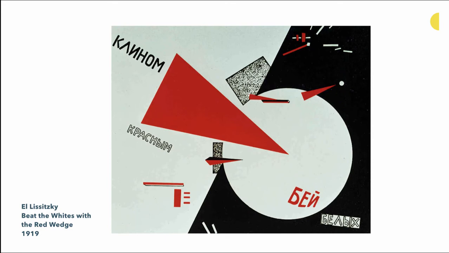So let's look at this piece, Beat the Whites with the Red Wedge. Notice here the symbolism. The Bolshevik army emblem, a red wedge, is slashing diagonally into a white sphere, signifying Kerensky's white forces. The slogan's four words are placed to reinforce the dynamic movement. We notice that this piece is abstracted, and it also has typography which shows the Cyrillic alphabet.